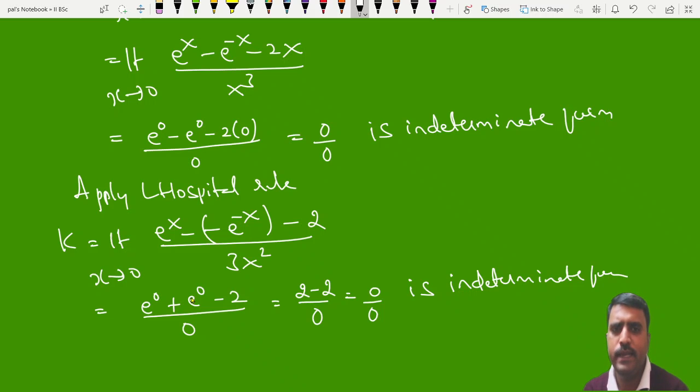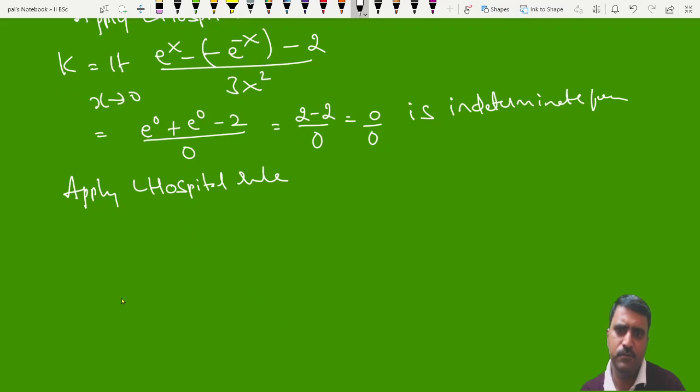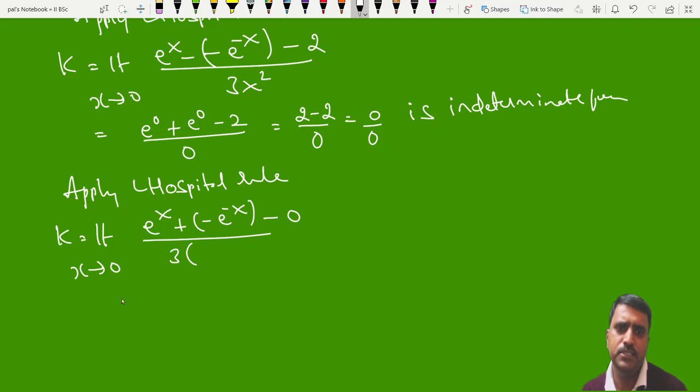So it takes indeterminate form. Again you apply L'Hospital's rule. So then we have k is equal to limit x tends to 0. So e power x, differentiation is e power x, minus of minus becomes plus. Again, differentiation of e power minus x is minus e power minus x, minus differentiation of constant is 0. This divided by 3 into differentiation of x square is 2x. Simplifying this, limit x tends to 0 of e power x minus e power minus x divided by 6x.